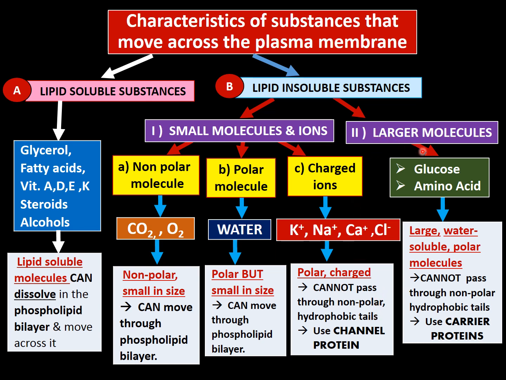Now for larger molecules such as glucose and amino acids, they cannot pass through the phospholipid bilayer. Some more they are polar molecules, right? So they use another type of transport protein called the carrier proteins, which can change shape to allow them to pass and move into the cells. So you must know all the reasons and also the types of molecules or ions, the different types, and how they move through the plasma membrane into the cell.